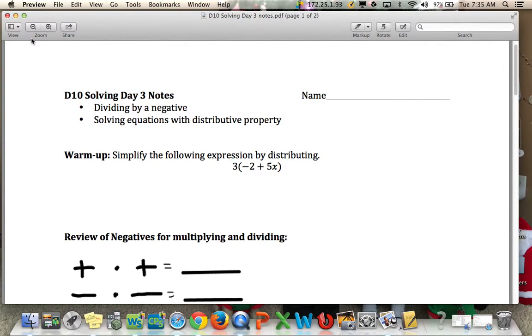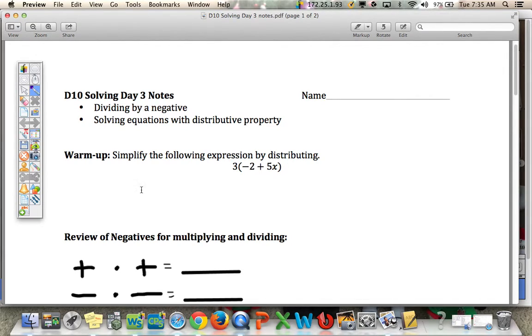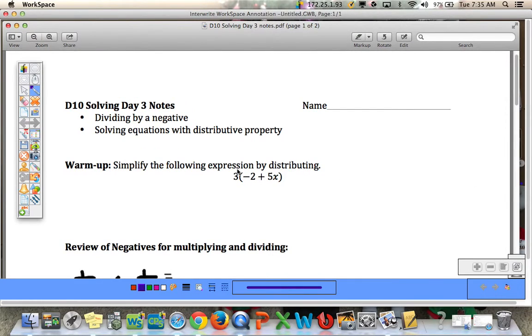So in class we talk about using spider legs or the rainbow method to distribute. We're going to take our 3 times our 5x, and that is 15x. So here's our simplified expression. We distributed and got rid of the parentheses.